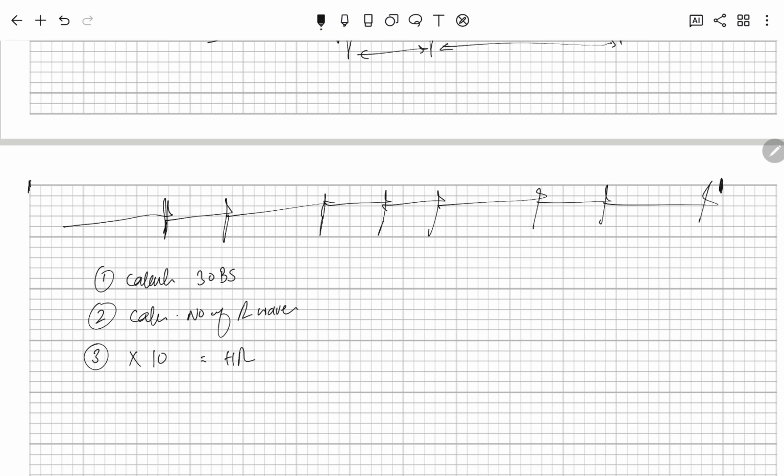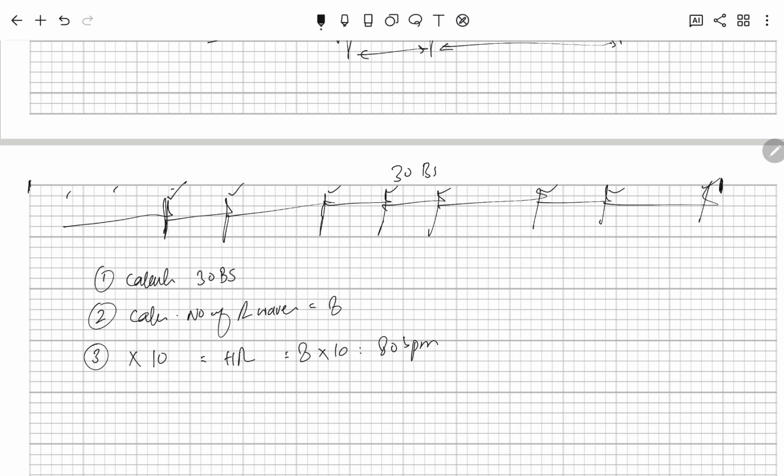We calculate the number of R waves. Just say these are the 30 big squares, right? So 1, 2, 3, and so on. We have the first R wave, second, third, 4, 5, 6, 7, and 8. So the number of R waves we have counted is 8. If we multiply 8 by 10, we get the rate. So the rate is 80 beats per minute, right?